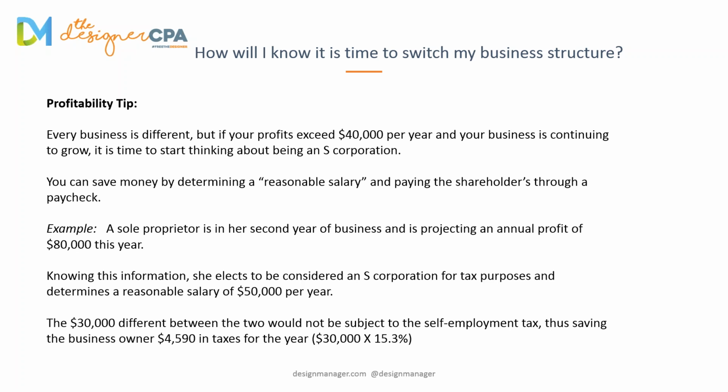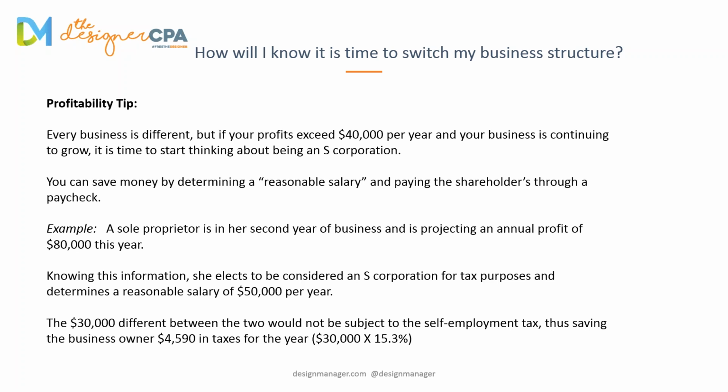If you want to elect to be an S corporation, you're simply telling the IRS that going forward, from whatever time you pick, you want to be taxed as an S corporation. Now you're an employee, so you need to set up payroll. In this example, we came up with a reasonable salary for the year of $50,000, and we're going to pay ourselves a paycheck for the year of $50,000.